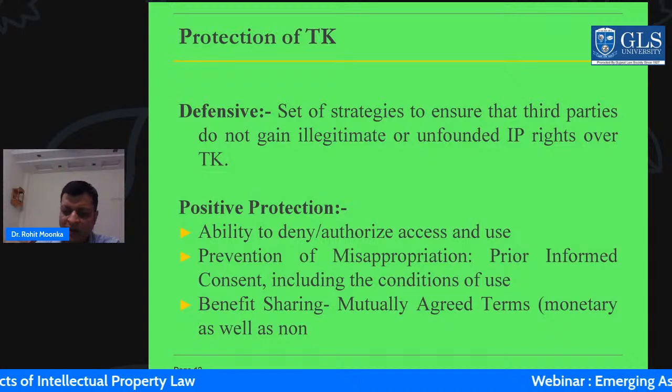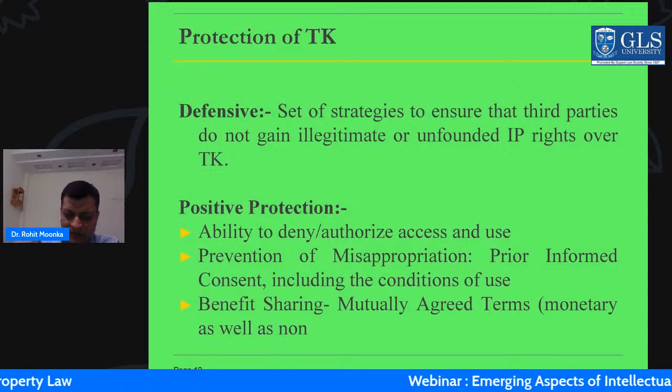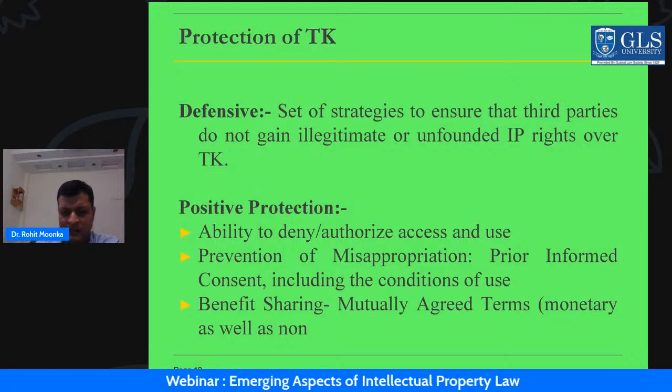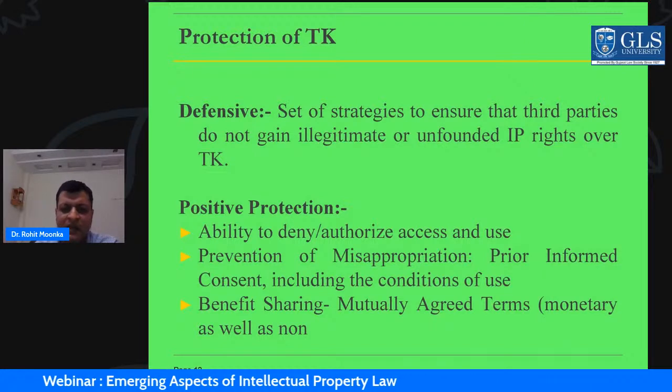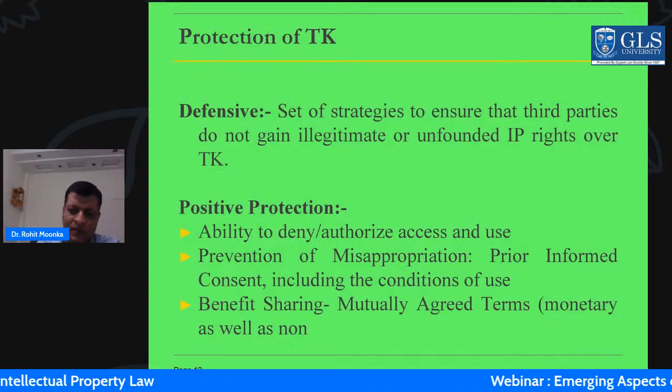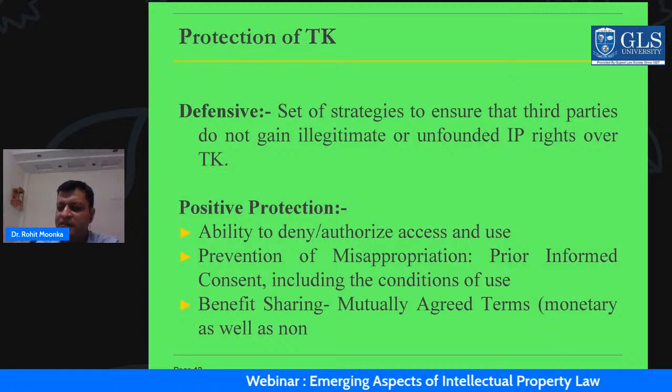And what if they come up with a new material, what if they come up with a scientific product out of the research, how they are going to share the benefit sharing. The third point is benefit sharing on mutually agreed terms, right? So how that is going to be shared, everything could be specified.